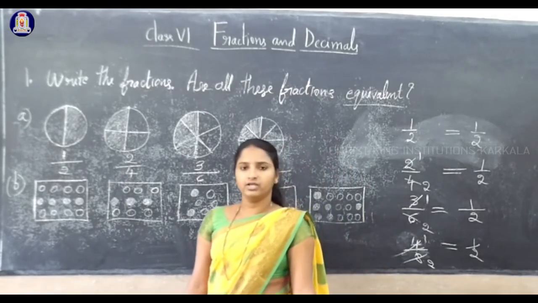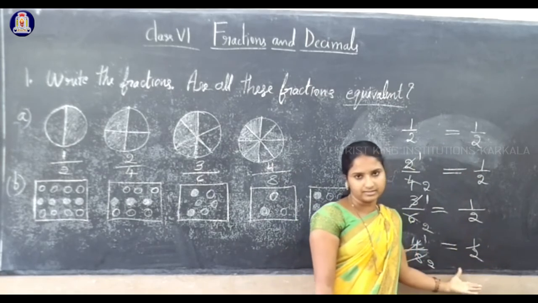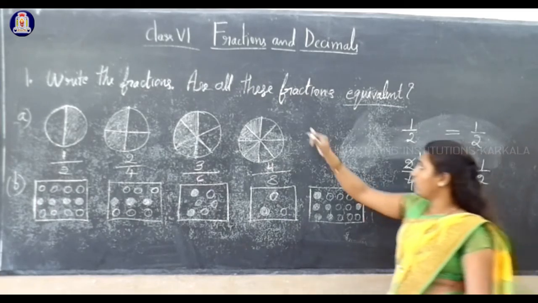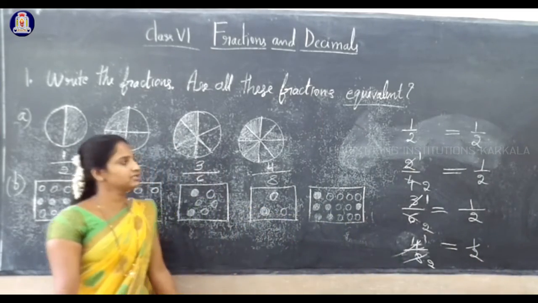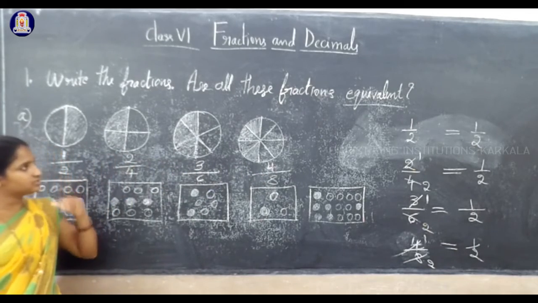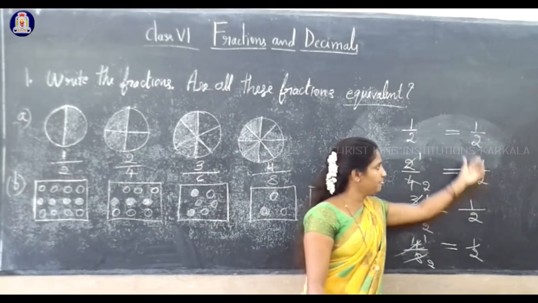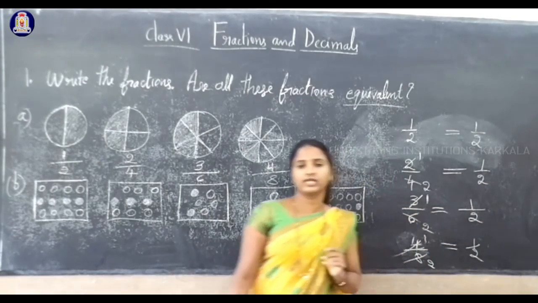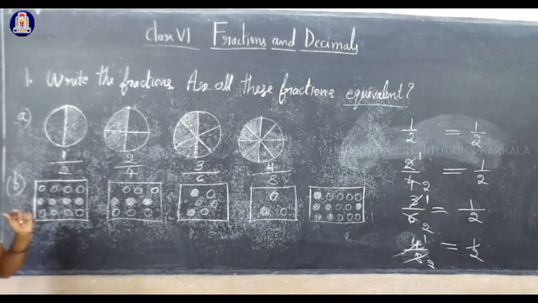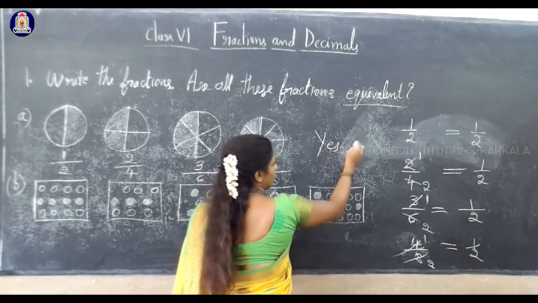So this is what equivalent fractions are. After simplifying, you should get the same fraction, the same answer. That is an equivalent fraction. The question is, are all these fractions equivalent? Of the four given fractions, we check whether they are equivalent or not. After simplifying we got the same answer, 1 by 2, 1 by 2, 1 by 2, 1 by 2. So we can say the given fractions are equivalent fractions. Clear? So yes, this is the answer. Yes, they are equivalent fractions.